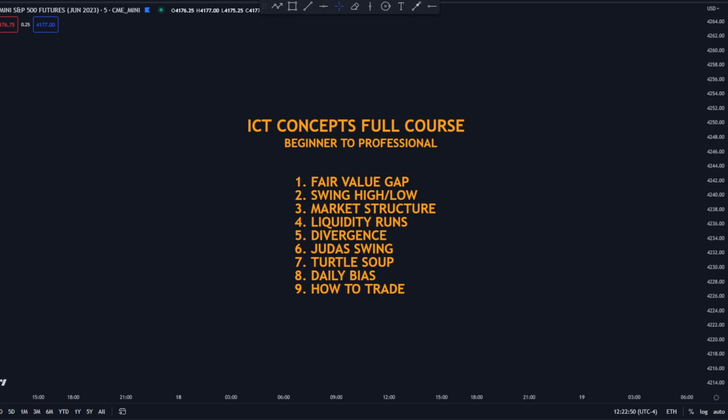And for those that aren't complete beginners, you can use this course as a gap filler in your knowledge. These are the 10 things we will go over in the shortest time possible while not leaving any important info behind. So first we will go over fair value gap, second swing high and low, third market structure, fourth liquidity runs, fifth divergence, sixth Judas swing, seventh turtle soup, eighth daily bias, and ninth how to actually trade. All of this info you will get in this course. So without wasting any time, let's get started with the first one.